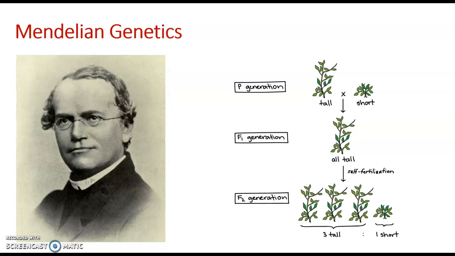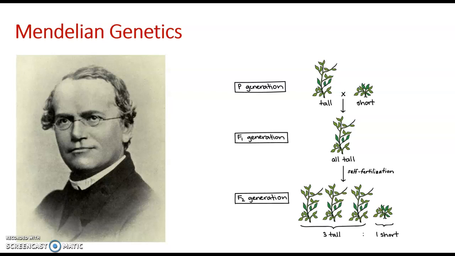And then he did the same thing to create a line of pea plants that were only short and produced only offspring that were short. Next, and that in this image is going to be called the P generation, pure generation. Only going to pass on the trait for tall in these guys, only going to pass on the trait for short in these guys. The next step is that he bred the tall plants with the short plants and then observed how the traits were inherited.